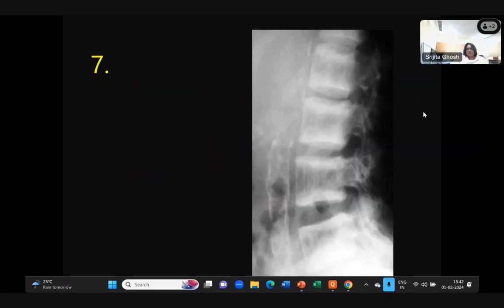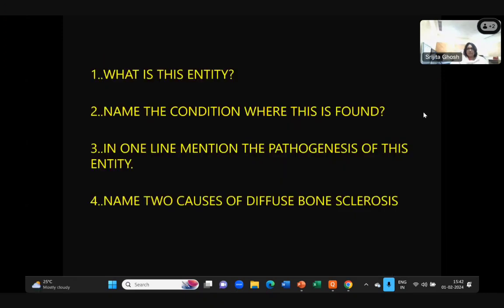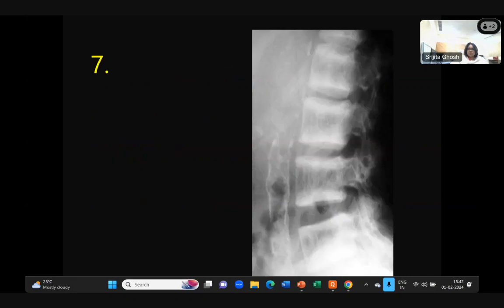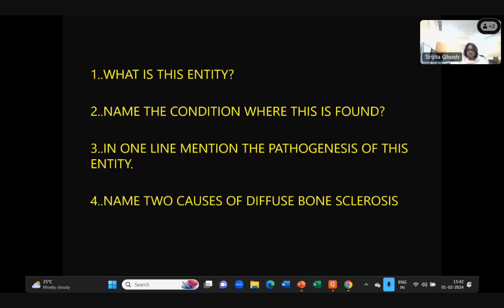Similarly, on the other hand, if you get a picture like this and you are asked questions, everybody knows what is this called? Come on, write someone. What is this called? Very good. Name the condition where it is found. Full condition. CKD with secondary hyperparathyroidism. Very good. Mention the pathogenesis of this in one line. Can anybody say? Why do CKD patients have this?